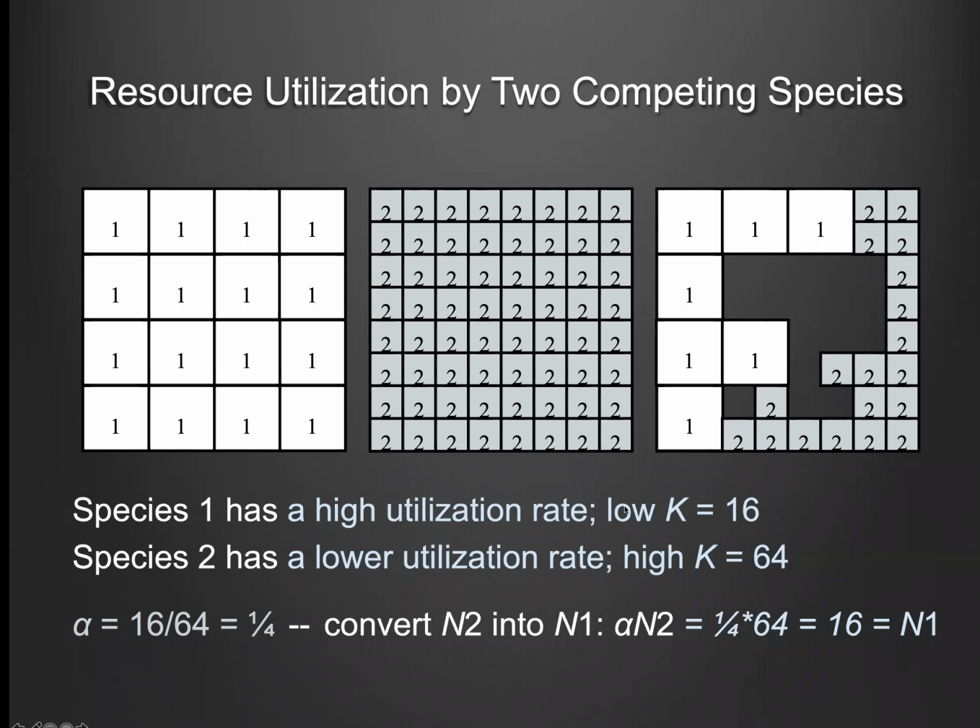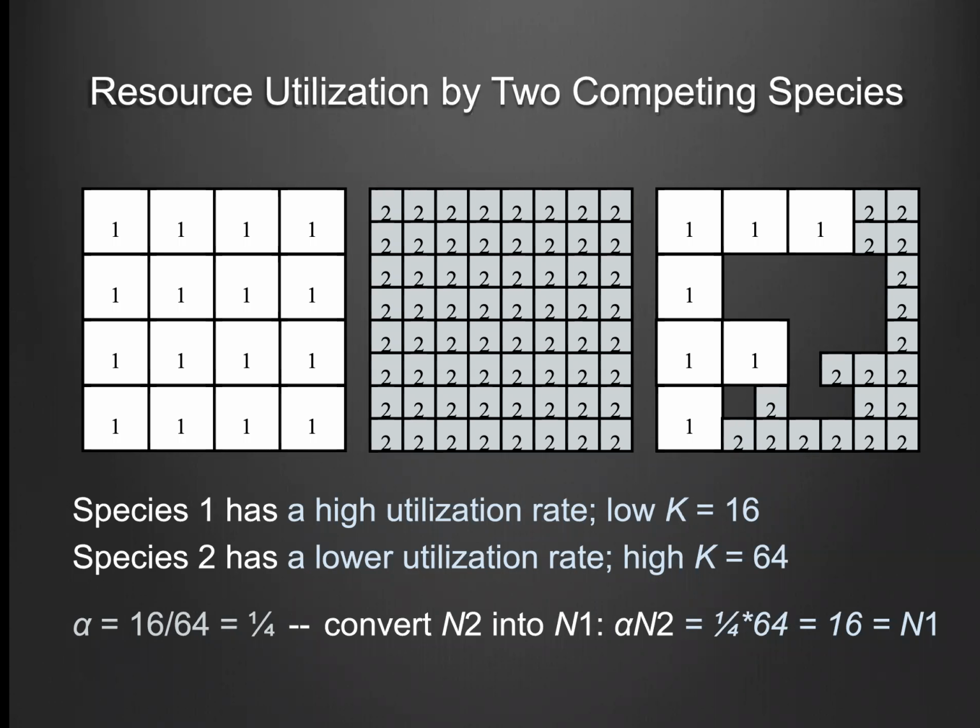Okay. Now, alpha, remember, was our way of converting. In this case, it's the opposite of the example I gave on the previous slide. In this case, species 1 is the hog and species 2 is the light eater. So if we want to convert species 2s into species 1 equivalents, is alpha going to be greater or less than 1? Remember, last time we said alpha was greater than 1. In this case, it's going to be less than. Exactly.